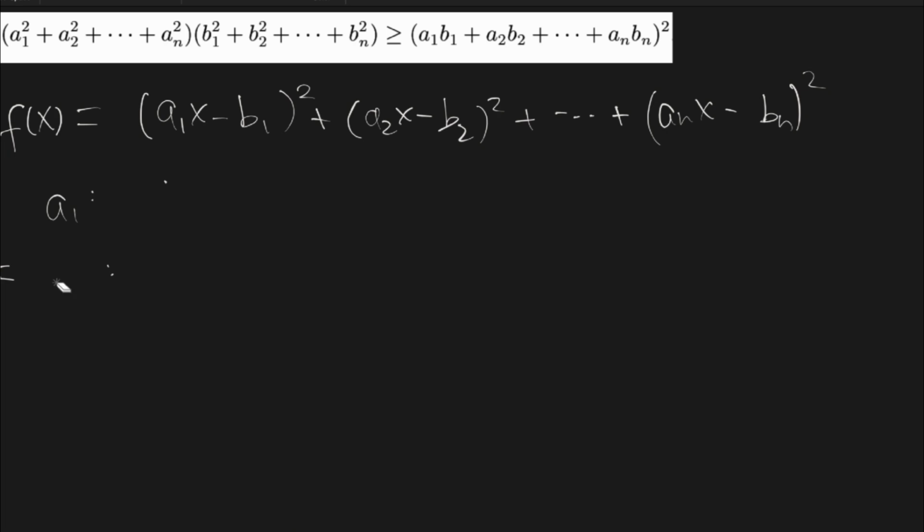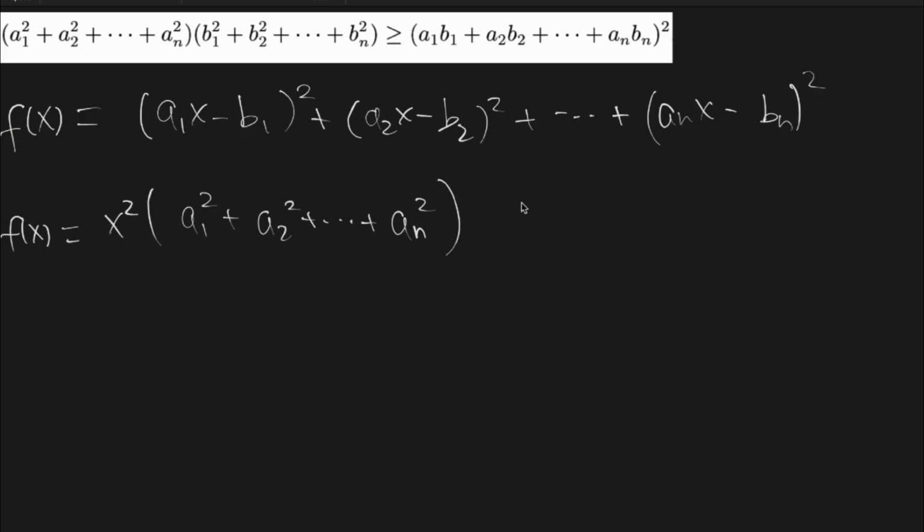Okay, so going back to the proof of the Cauchy-Schwarz inequality, if we define a function like this, we can expand this out first of all. So for example, if we take a look at the x squared term, this would be a1 squared plus a2 squared plus all the way to an squared. That's looking a bit like that. That's quite suspicious. Okay, let's move on.